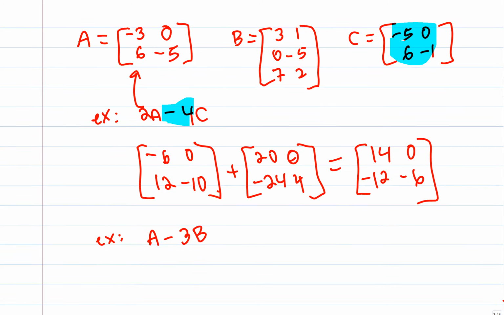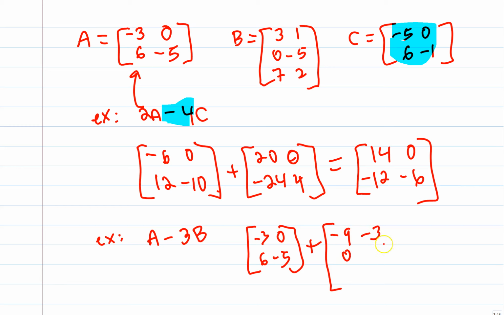A minus 3b. A is negative 3, 0, 6, and negative 5. I'm going to distribute a negative 3 to the b. So what that does is that gives us negative 9, negative 3, 0, positive 15, negative 21, and negative 6.